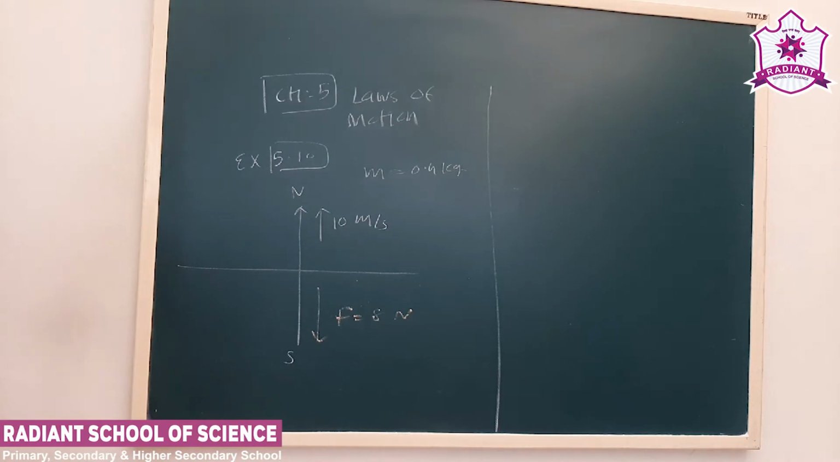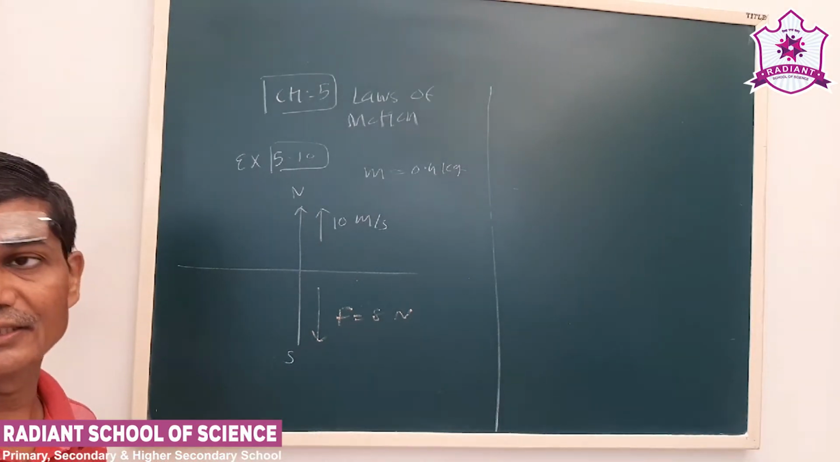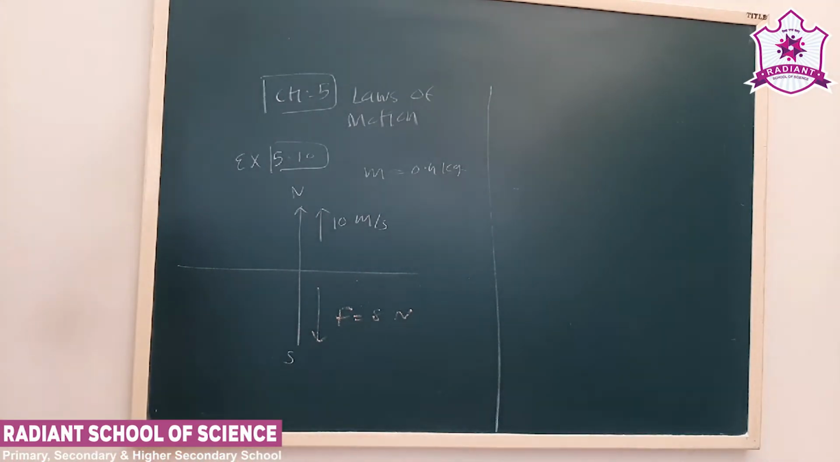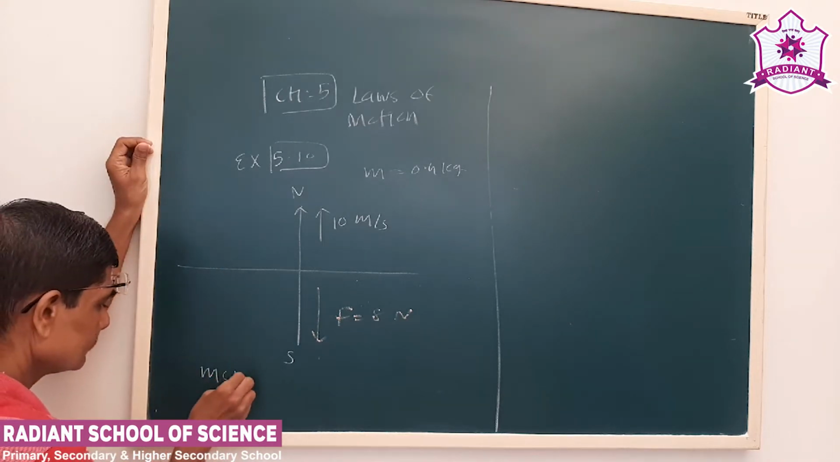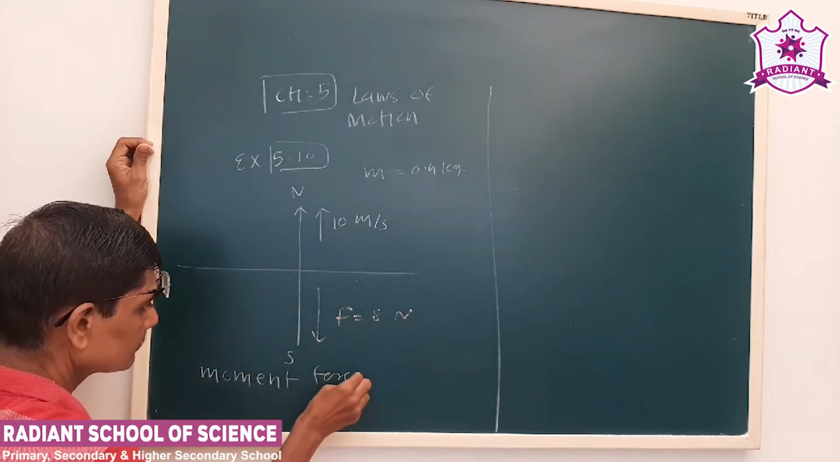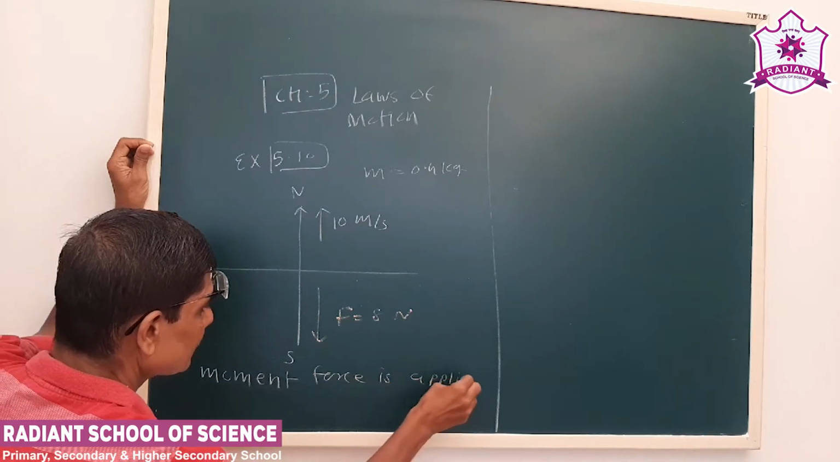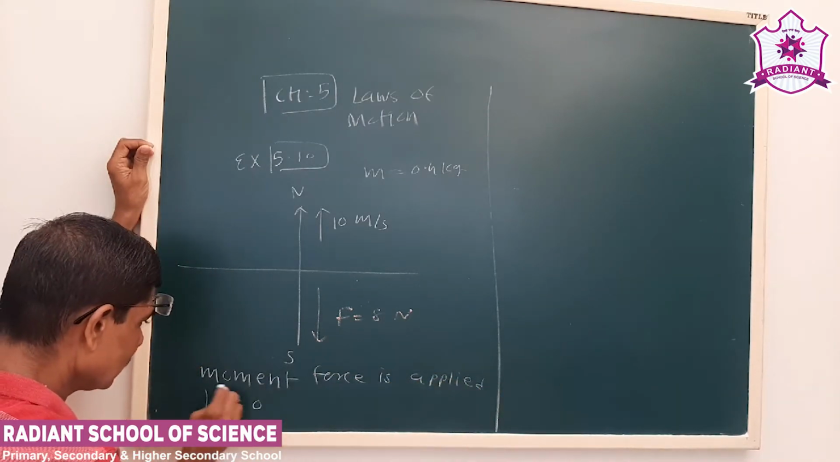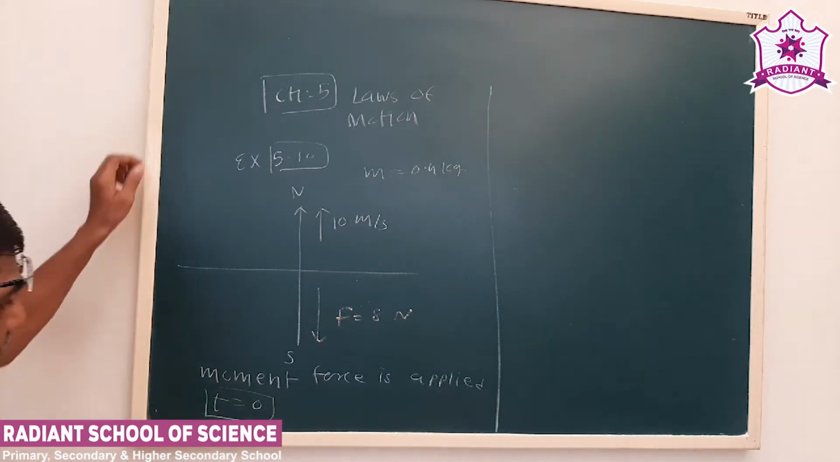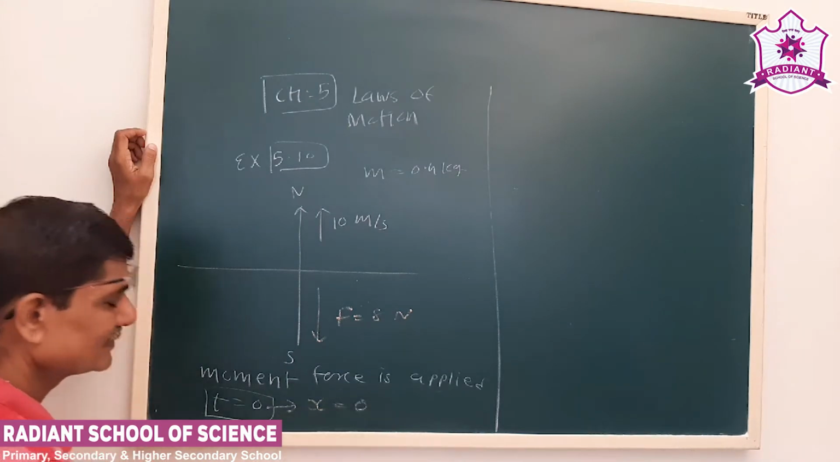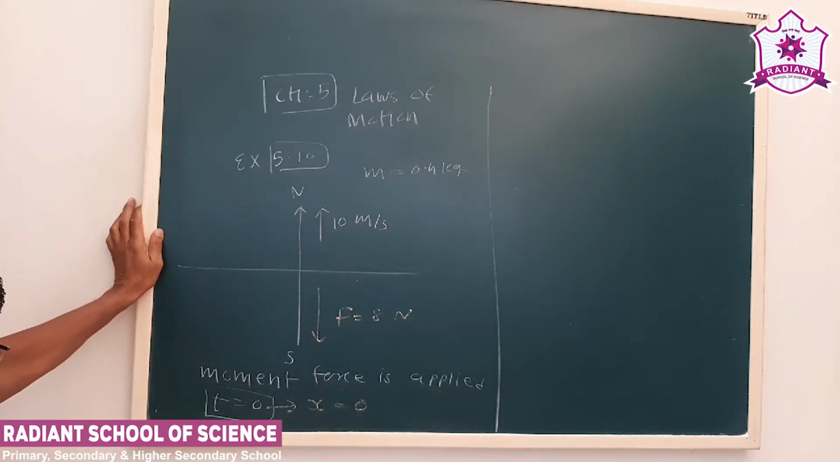The initial velocity is 10 meter per second in the north direction, and the force is in the south direction. So we can say the force is a retarding force. Now what do we have to calculate? The moment we apply the force, we consider that as t is equal to 0, and at that time we also consider x as 0. Now we have to calculate the position.